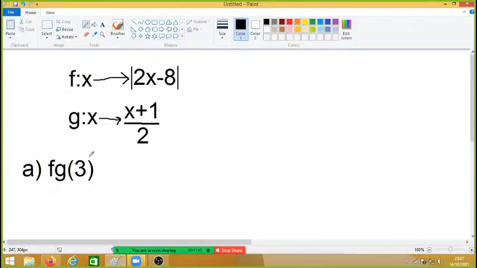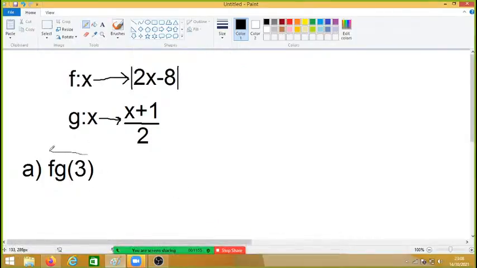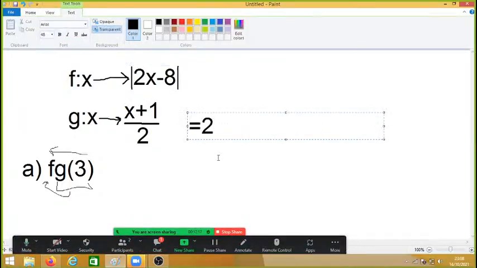So if you remember, we're going to work from right to left, from the back. So reading it this way, we're putting 3 into the function g. And whatever that answer is, we're then putting it into the function f. So let's start with function g and put 3 into it. So 3 plus 1 over 2, that would just become 2. And so I can say g of 3 is equal to 2.